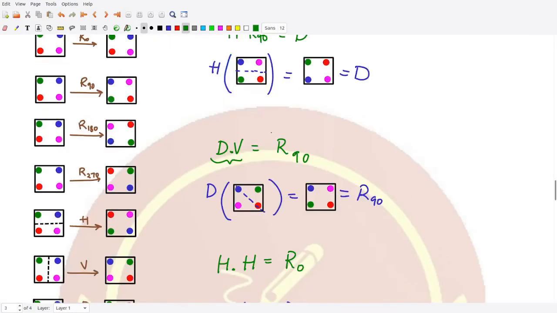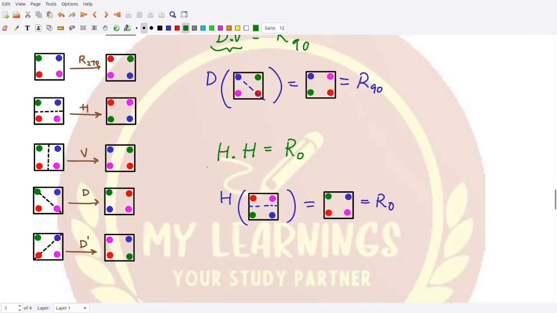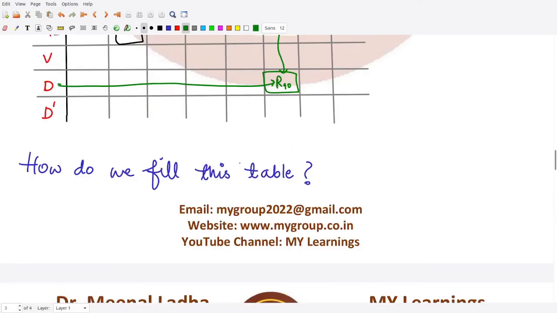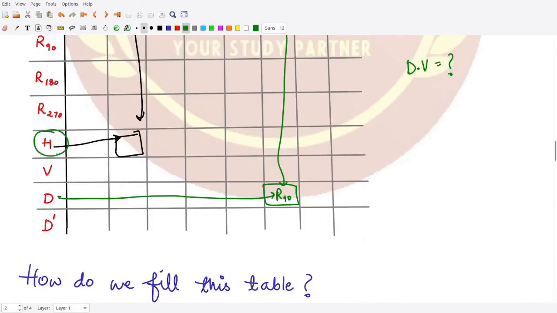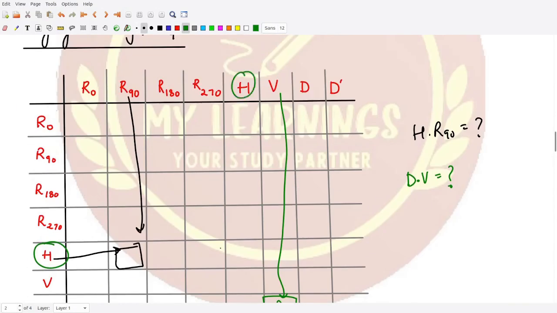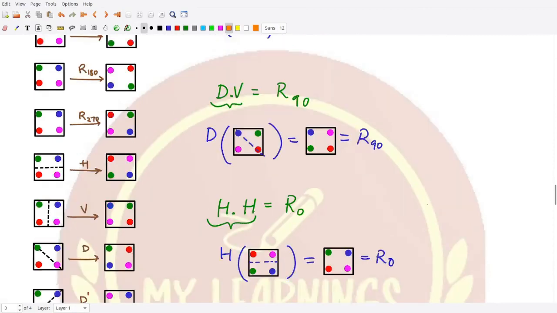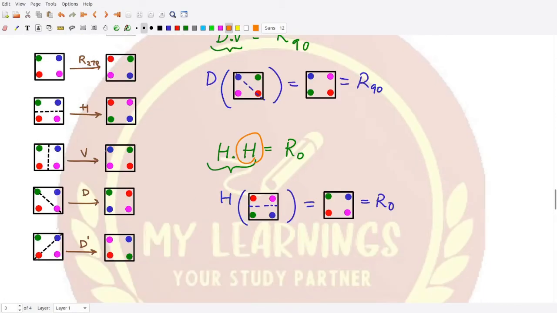Similarly, let's look at another operation, which is H into H. H is here and another H is here. We are looking for the element placed here like this. For this particular entry, we have to perform H into H. So basically we first have to perform this H. When you perform H onto the given square, we are flipping it across the horizontal line, so we obtain this square. I am writing it down here.